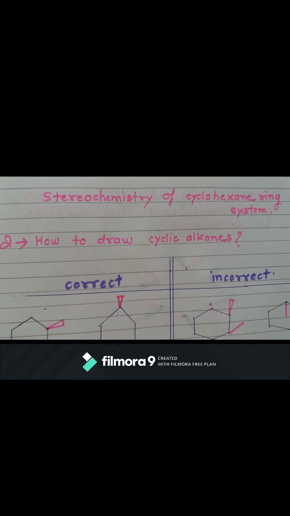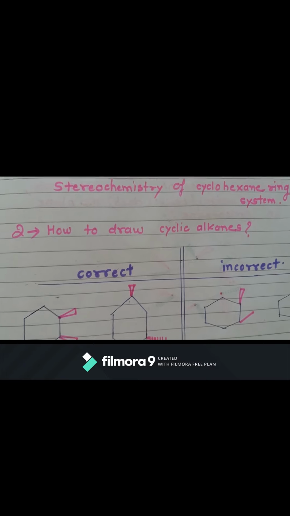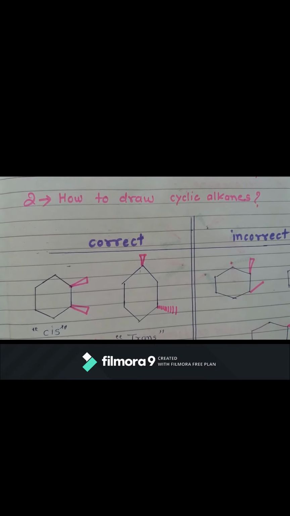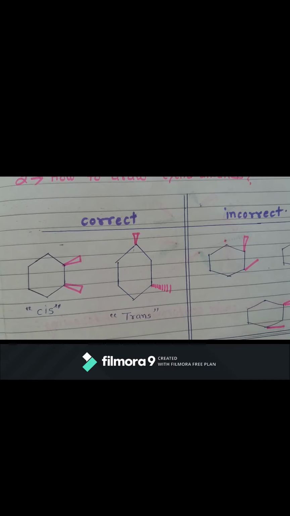So now first we will see how to draw the cyclic alkanes, which forms are correct forms and which forms are incorrect forms, so how to draw them. First we will take the example of the correct forms, how to draw cyclohexane systems: cis cyclohexane, cis 1,2-dimethyl cyclohexane and trans 1,2-dimethyl cyclohexane.